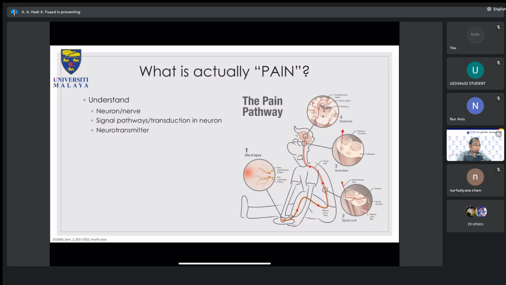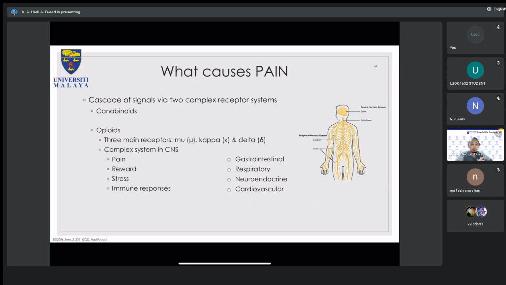Okay, and also we've looked at two types of complex systems by which pain can be perceived. So we have two receptor systems: cannabinoids, and second, opioids. Cannabinoids is pretty much just a receptor. It is called cannabinoids because originally it was discovered to be the receptor responsible for cannabis molecule binding. So that's why we call it cannabinoids.